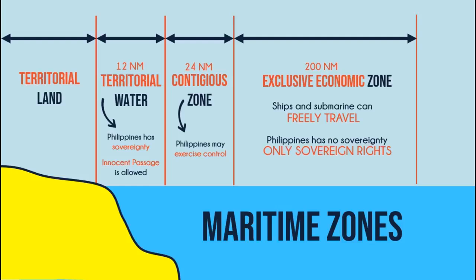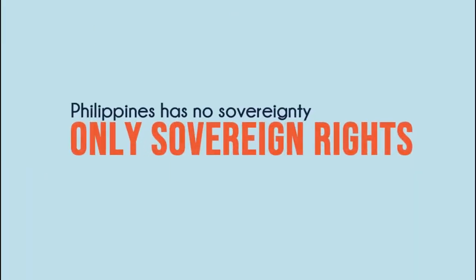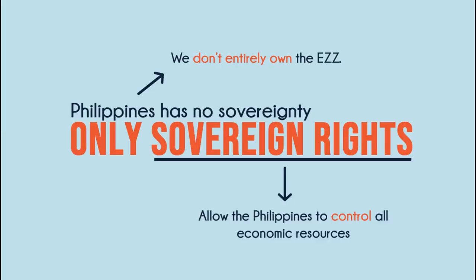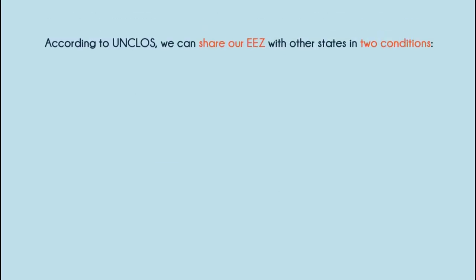What do we mean by this? This simply means that we don't entirely own the EEZ. We only have sovereign rights. The sovereign rights allow the Philippines to control all the economic resources within its exclusive economic zone, including fishing, mining, and managing resources. According to UNCLOS, we can share our EEZ with other states in two conditions.